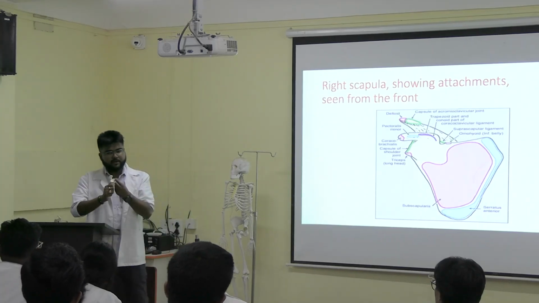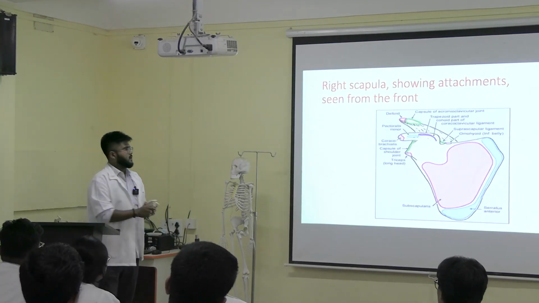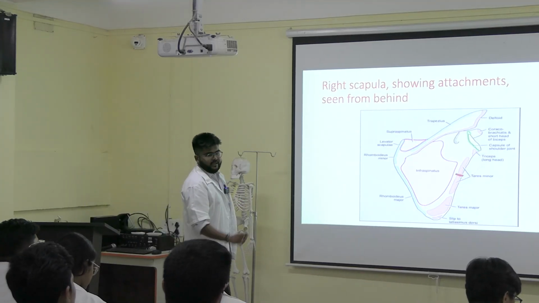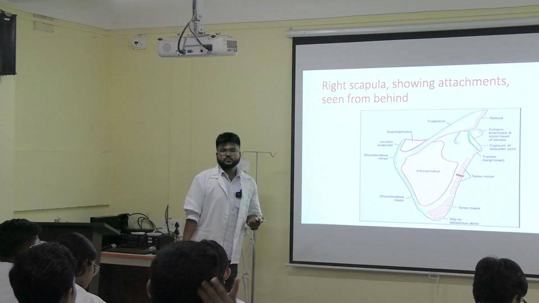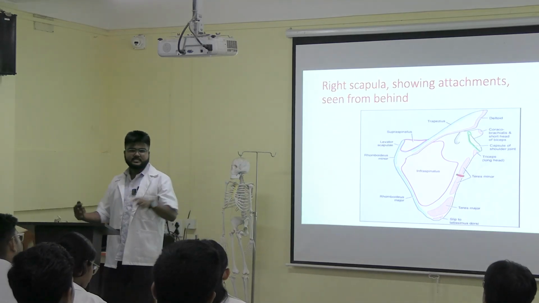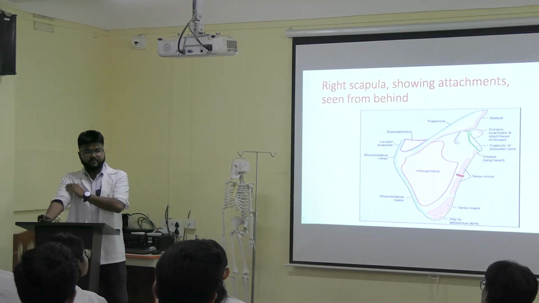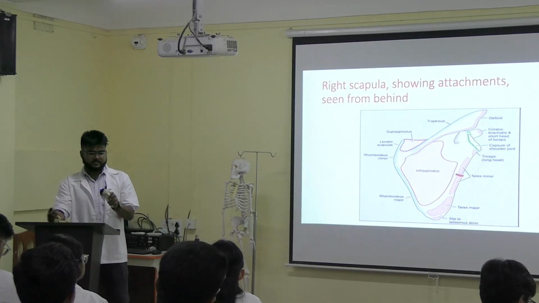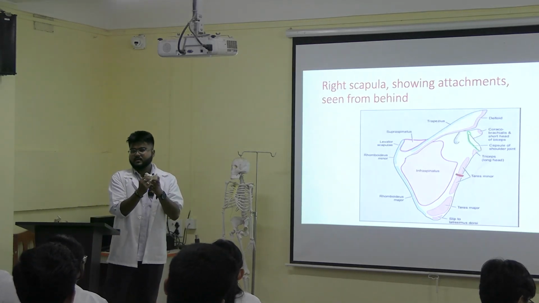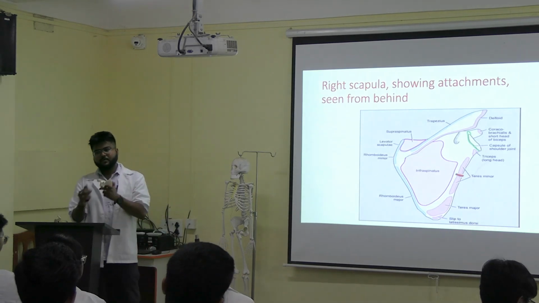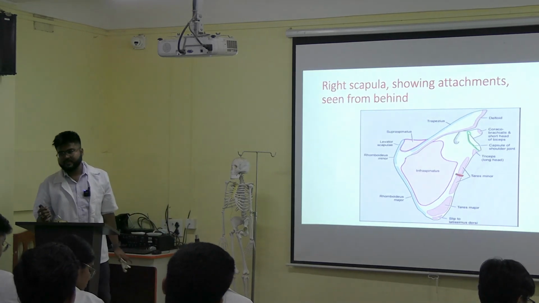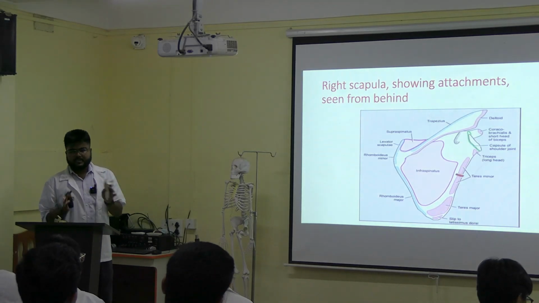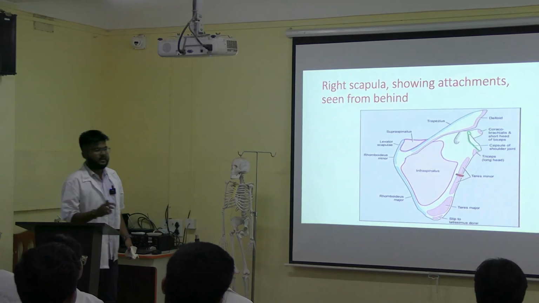In the tip of the coracoid process, there is muscle attachment. So what are the two muscles? One is the coracobrachialis, another is the short head of the biceps. These two muscles are present in the anterior compartment of the arm. Coracobrachialis and short head of the biceps are attached in the tip of the coracoid process. So in the tip of the coracoid process two muscles are attached: coracobrachialis and the short head of the biceps muscle.